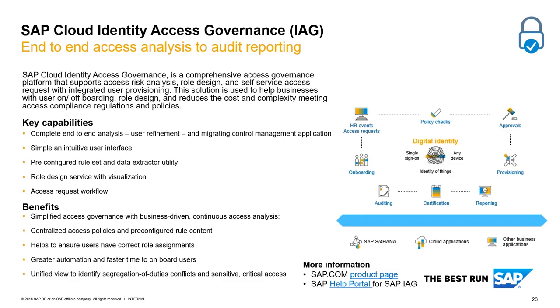The SAP Cloud Identity Access Governance is a comprehensive access governance platform that supports access risk analysis, role design, and self-service access requests with an integrated user provisioning. This solution is used to help businesses with user on- and offboarding and role design. It offers predefined access request processes, segregation of duty checks, and firefighter functionality. It reduces the cost and complexity of meeting access compliance regulations and policies.